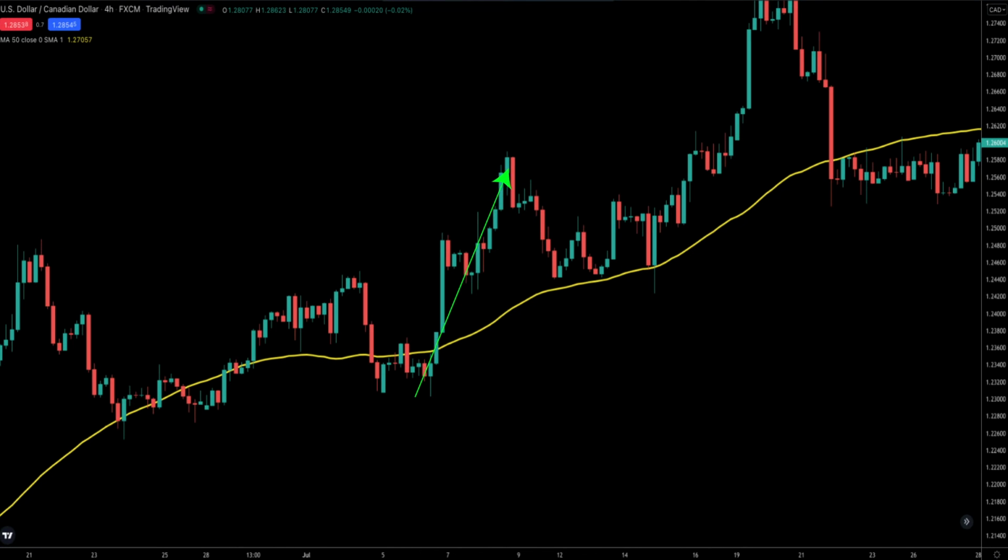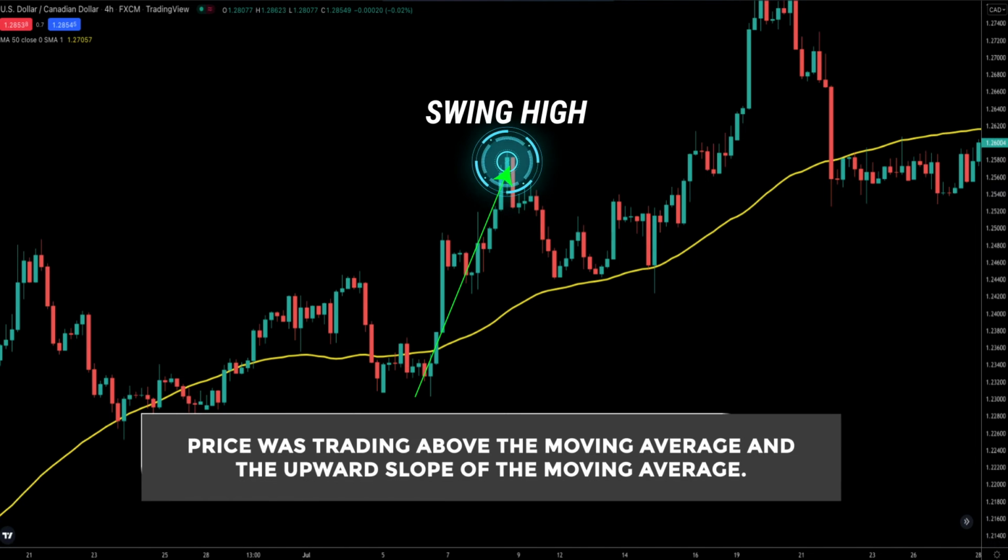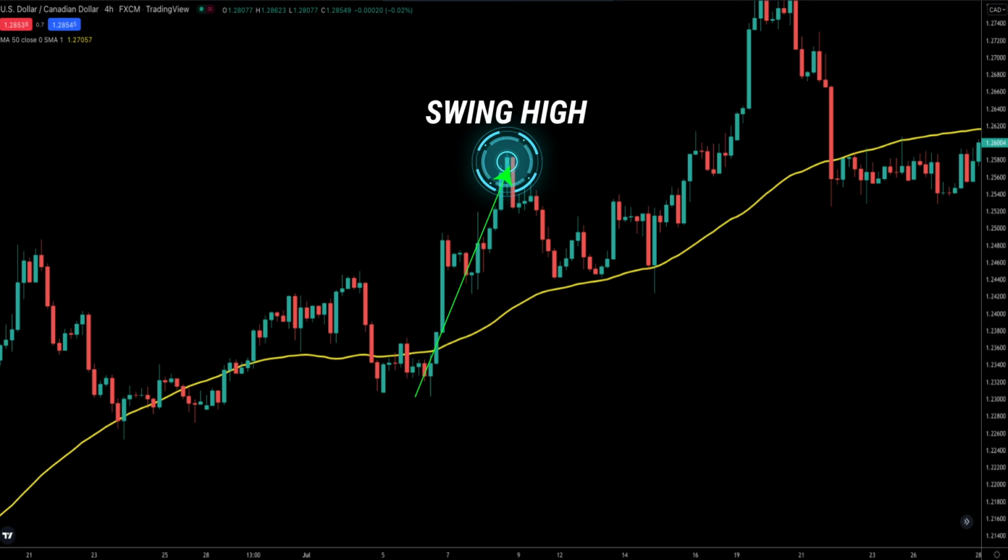Price gave an impulsive move upwards. After this move, a swing high was formed. The uptrend was confirmed because price was trading above the moving average and the upward slope of the moving average. So let me break down why I took the trade in this case.